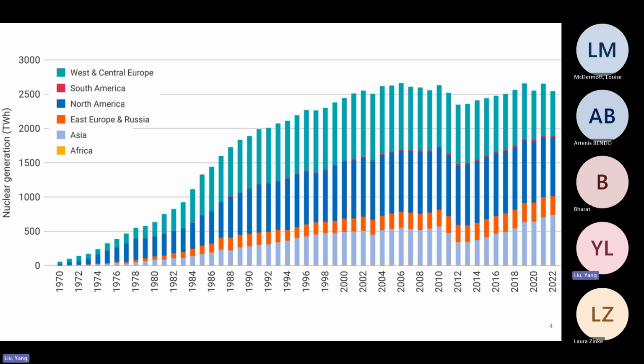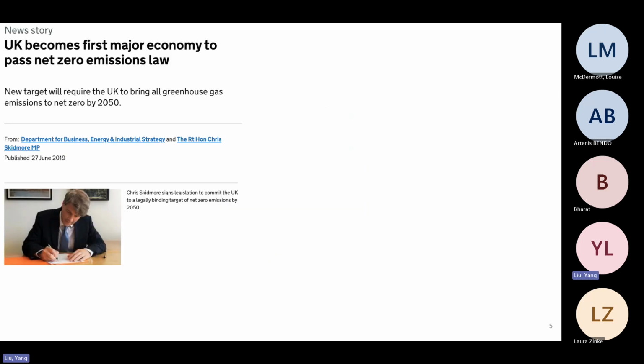There is also a worldwide acknowledgement that nuclear energy is necessary for us to fully transition into a green energy environment. The UK actually became the first major economy to pass a law called net zero emission. It's targeting the UK to bring all greenhouse gas emissions to net zero by 2050. That's quite a strong statement, I would say.